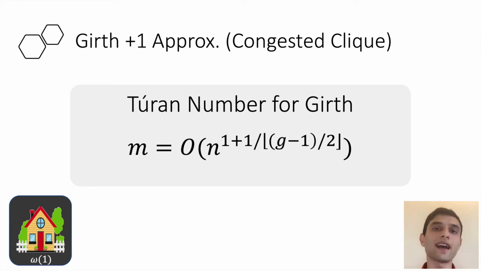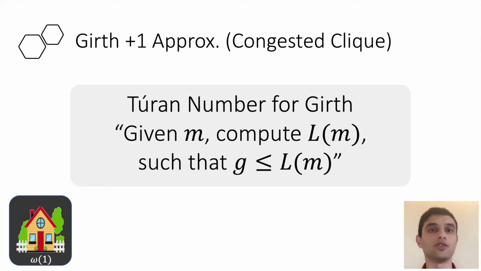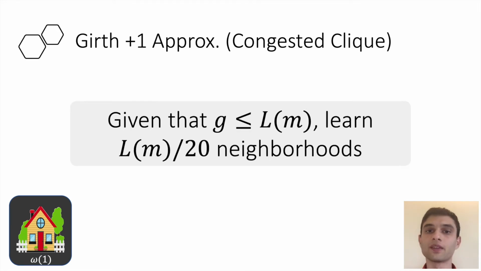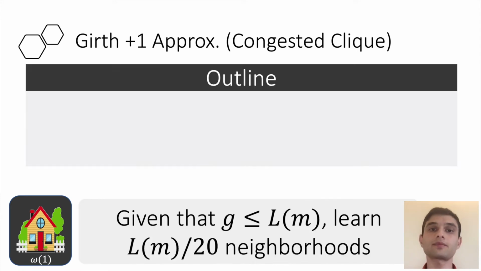Now, we don't need to look exactly at the numbers, but we have to get the general gist, which says that given the number of edges M in the graph, it's possible to compute a very tight upper bound on the girth. Now, given this upper bound, we want every single node to learn its L of M divided by 20 neighborhood. This is our goal, and to do that, we do 2 steps.